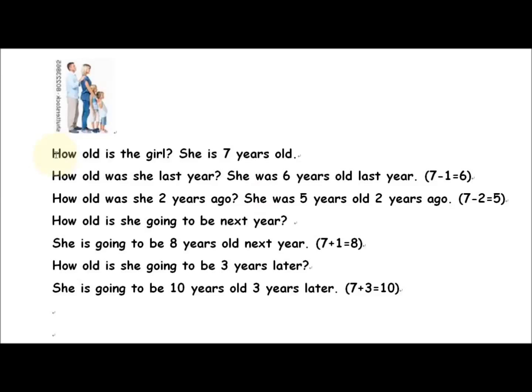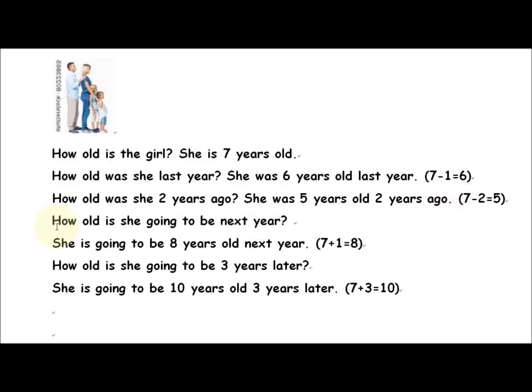How old is the girl? She is 7 years old. How old was she last year? She was 6 years old last year. 7 minus 1 equals 6. How old was she 2 years ago? She was 5 years old 2 years ago. 7 minus 2 equals 5.